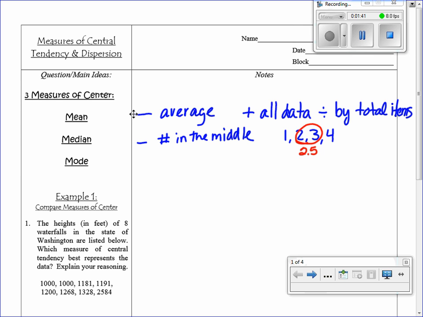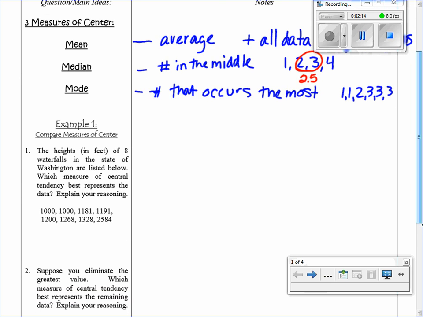And finally, the mode. The mode is the number that occurs the most. So if I had the numbers 1, 1, 2, 3, and 3, my modes, there are 2 of them, would be 1 and 3. If there was another 3 in the data, then my mode would only be 3.